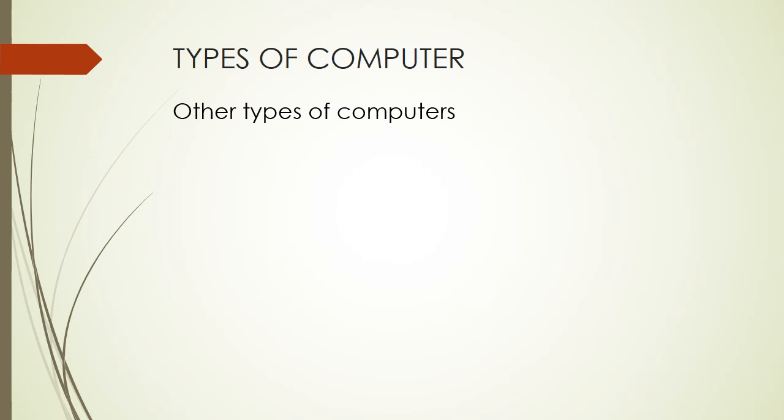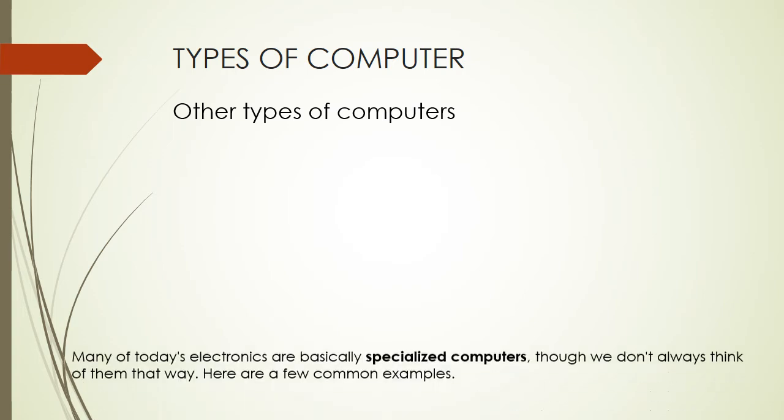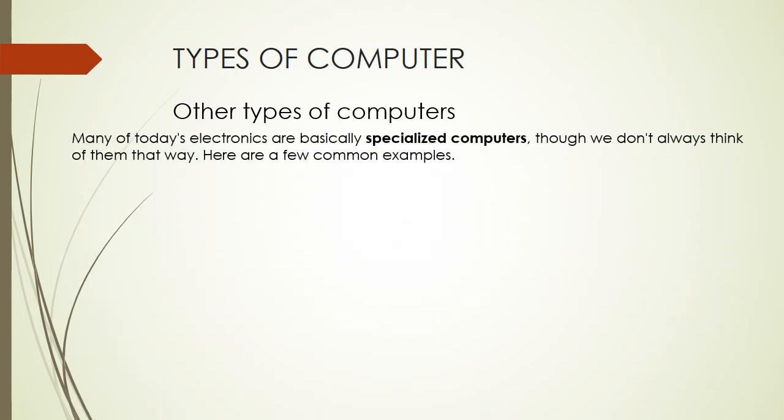Lastly, we also need to know that there are other types of computer. Apart from what we've just mentioned so far, the desktop computer, the laptop computer, the tablet computer, and the server computer, there are other types of computer around us that we do not truly see as a computer, but they are actually computers. Many of these specialized computers perform just a few functions, not like the ones that we mentioned that perform numerous functions. Let us consider some of them.